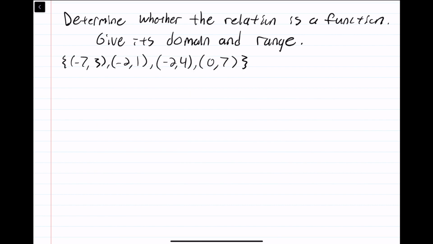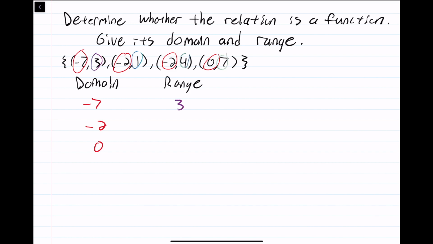So in our fourth example, we'll repeat the same process. So we'll write all of the elements in the domain on the left, all the elements in the range on the right. So the domain is the first coordinate. So we have -7, -2, and 0. And the range is our second coordinate, so 3, 1, 4, 7.